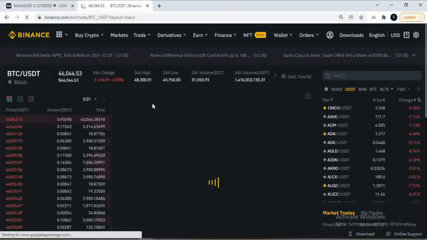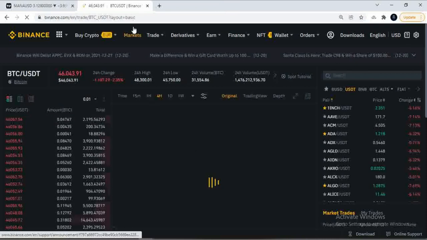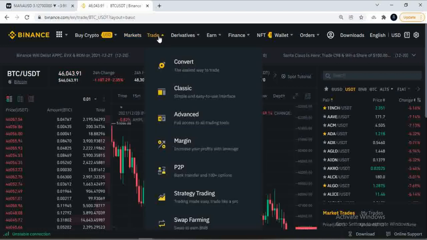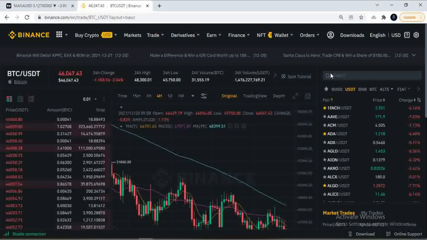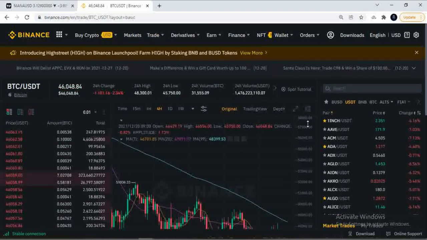So this is what it looks like when you go through trade to classic. I want to use the classic, and this is what it means. First, I want to start by introducing you to the various things you might want to see. I would call this a pair.